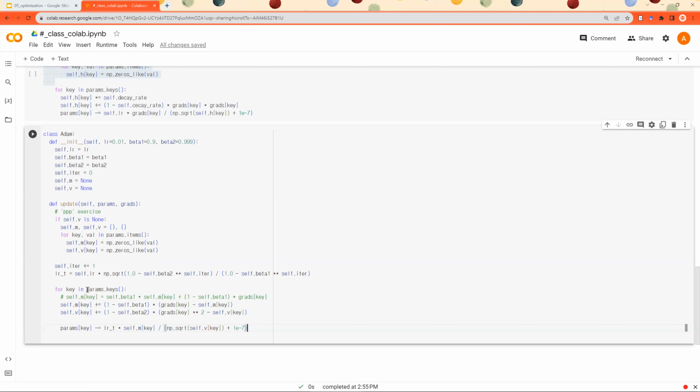You can also separate this lr t from these two bias correction terms, and you can just unbias M and V on your own. However, that could complicate the computation, so we are taking this operation. All right, up to this point, we've discussed optimizers.